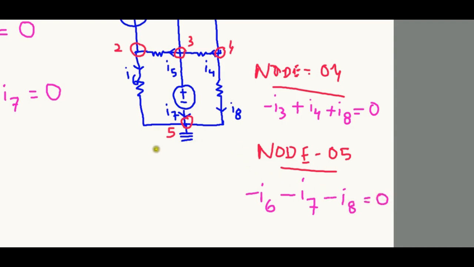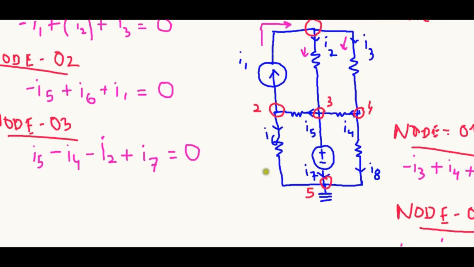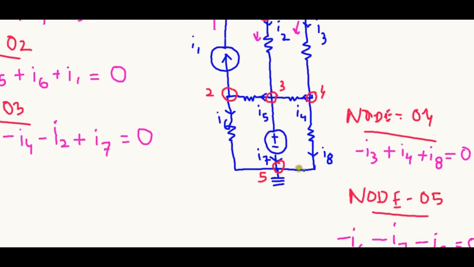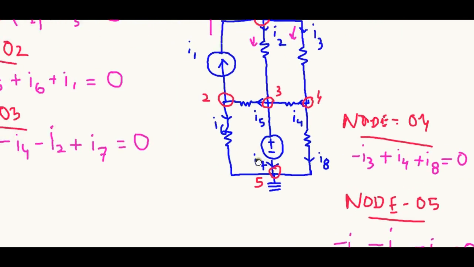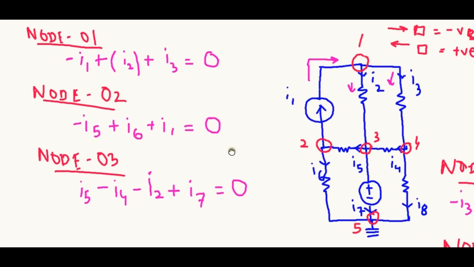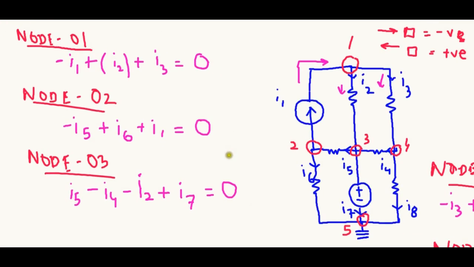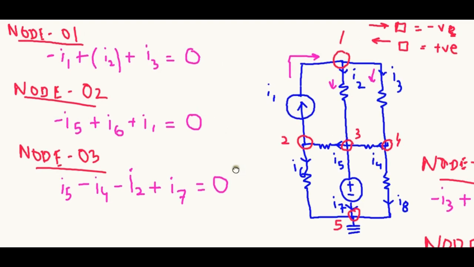So this was basically it for Kirchhoff's current law, and here we have the 5 different equations of all the nodes in the given circuit, and we had to write the KCL equations for each node. Here it is.